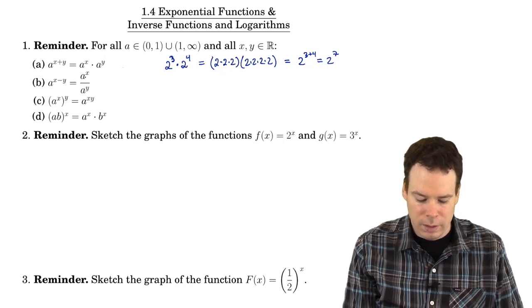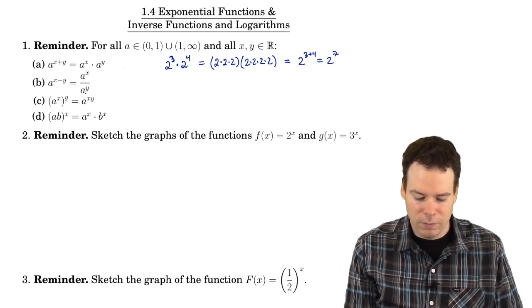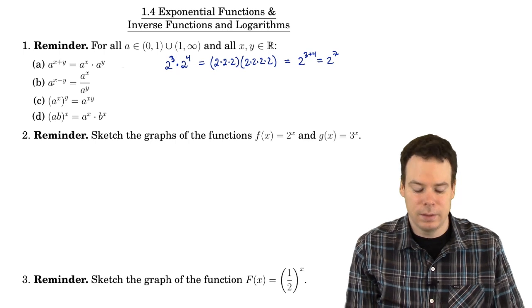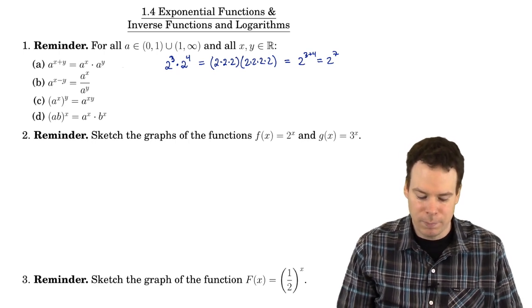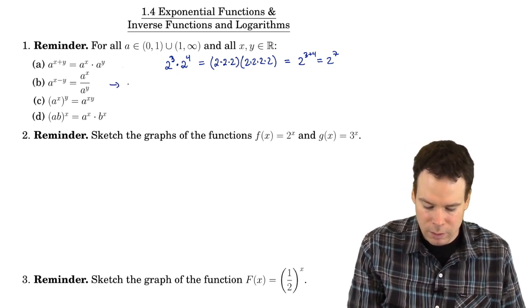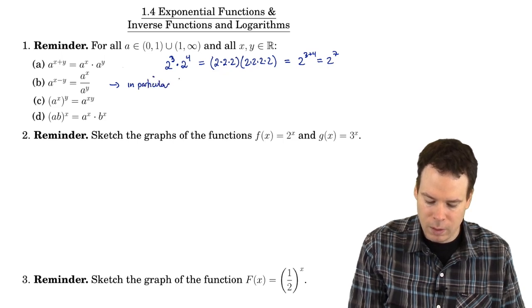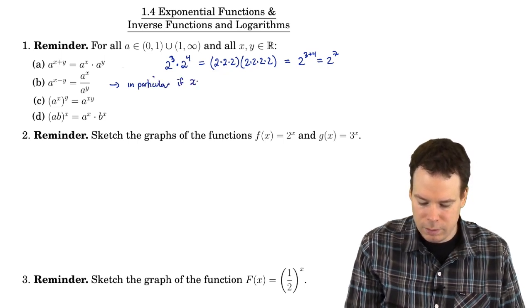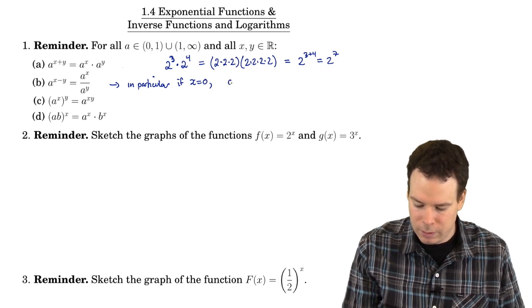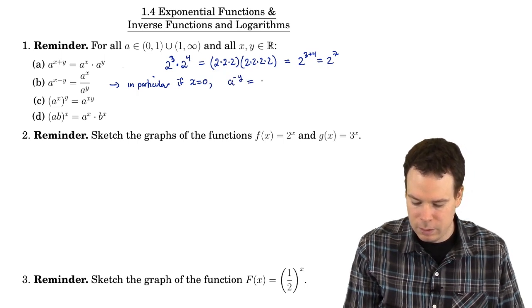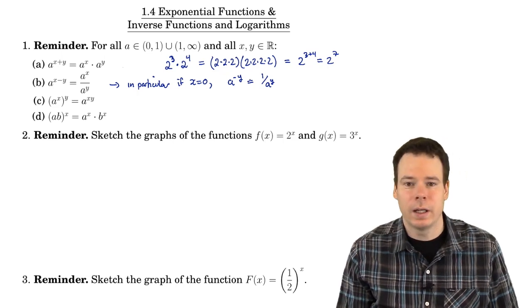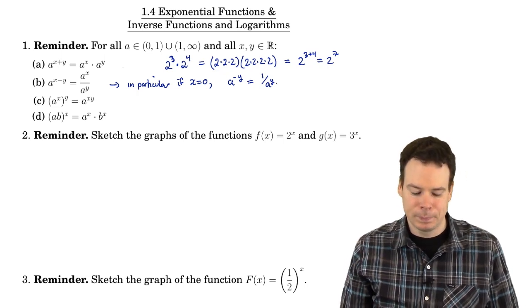Similarly, for division, a to the power of x divided by a to the power of y is the same as a to the power of x minus y. In particular, in the case where x is 0, we have that a to the negative y is equal to 1 over a to the y. So a negative exponent just means reciprocal.